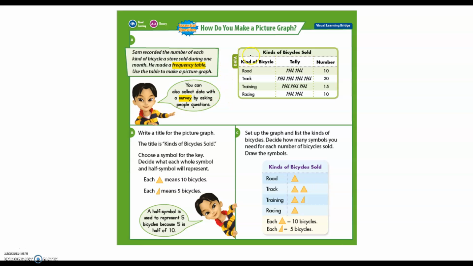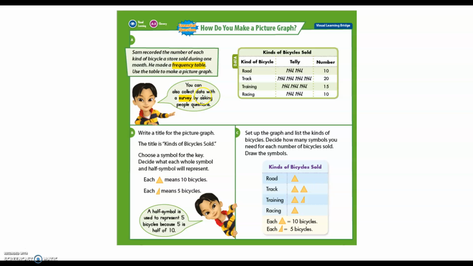Let's take a look at this table. Sam recorded the number of each kind of bicycle a store sold during 1 month. He made a frequency table. Use the table to make a picture graph. So this is a frequency table and it shows how frequently something happened. It's showing us how frequently a specific type of bike was sold.